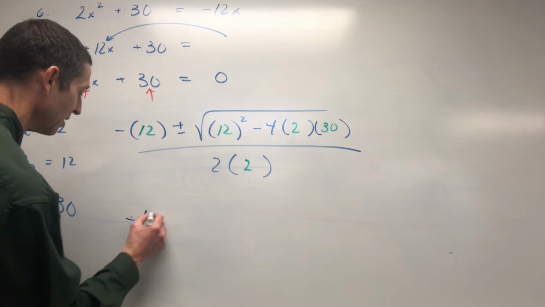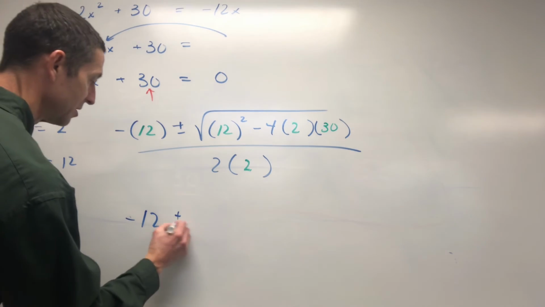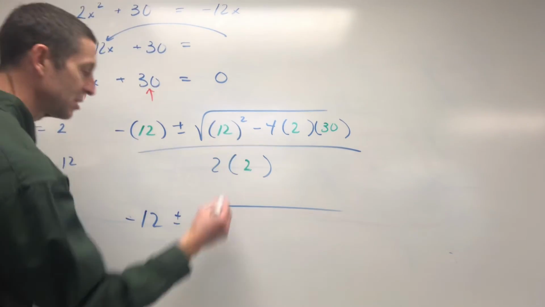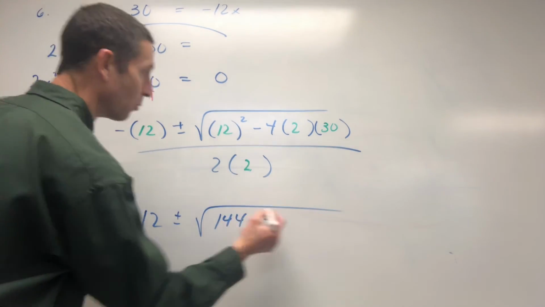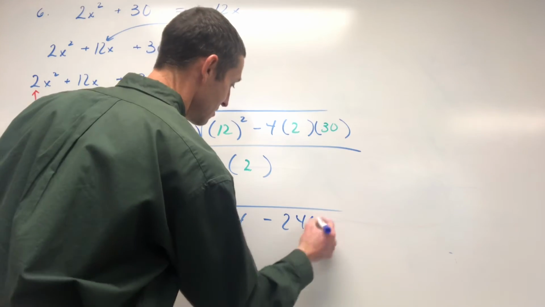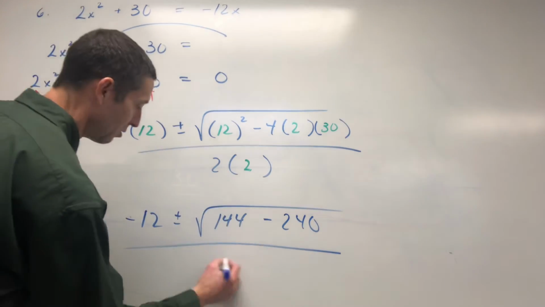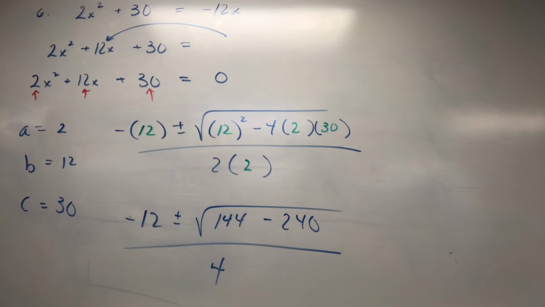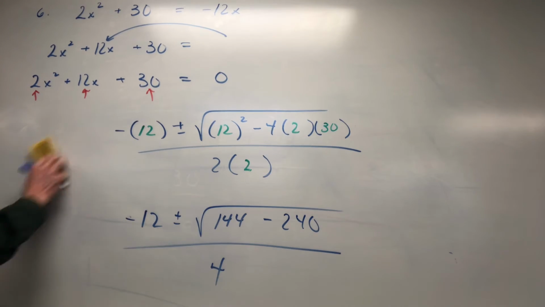So negative 12 plus or minus 12 squared, that's 144. Then 4 times 2 times 30, that's 240. And the whole thing, 2 times 2 is over 4. All right, we're going to have some issues.